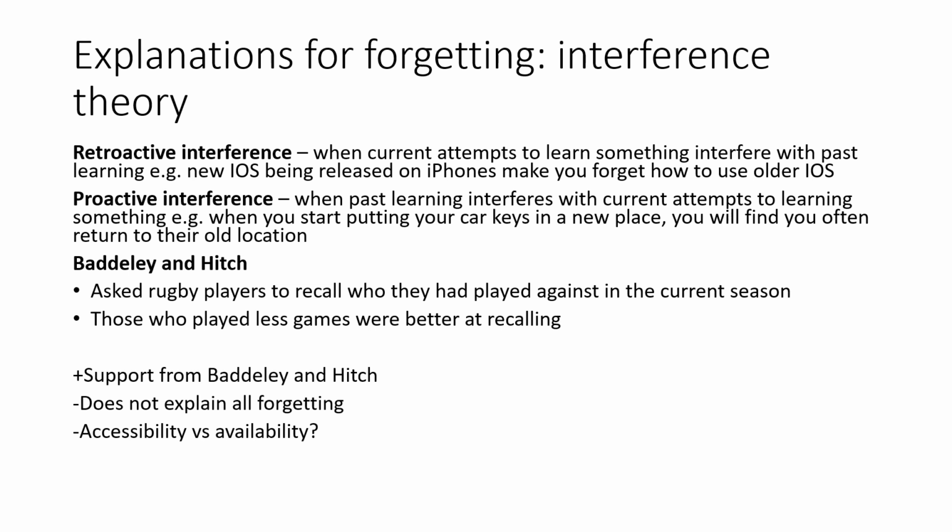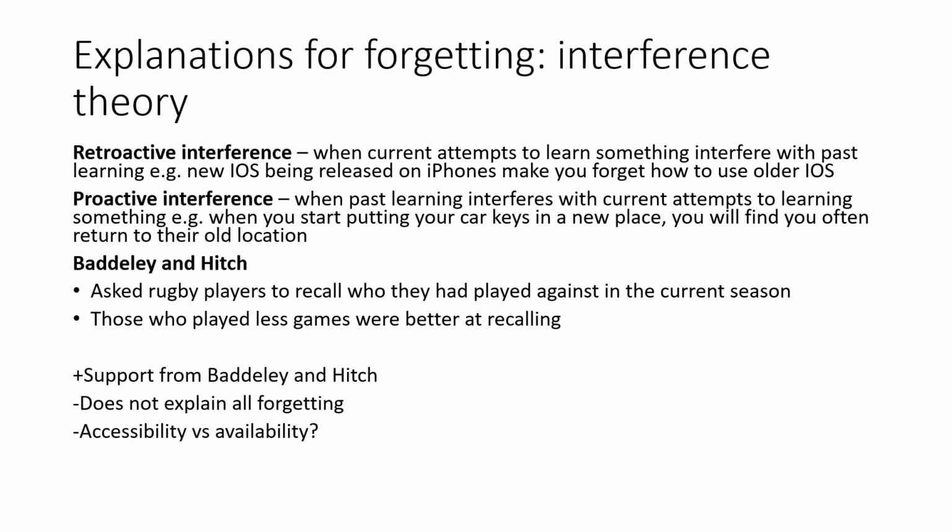And then contrary to that, you've got proactive interference. So when past learning interferes with current attempts to learn something. For example, when you start putting your car keys into a new place in your house, you often find that you return to the old location that they were previously at.